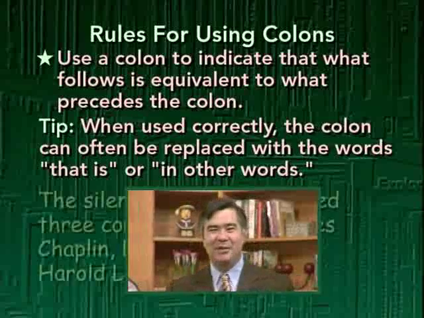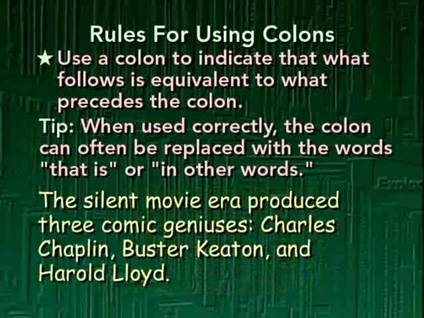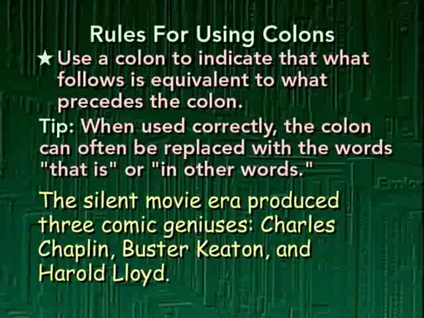Here are a couple of examples. The silent movie era produced three comic geniuses: Charles Chaplin, Buster Keaton, and Harold Lloyd. This is a good example of the correct use of a colon. We put the colon after the word "geniuses," introducing that list of Charles Chaplin, Buster Keaton, and Harold Lloyd. Notice that what appears on either side of the colon is more or less equivalent. We just mentioned three comic geniuses. Who were they? Charles Chaplin, Buster Keaton, and Harold Lloyd. Those three names are equivalent to what was stated just before the colon, three comic geniuses.